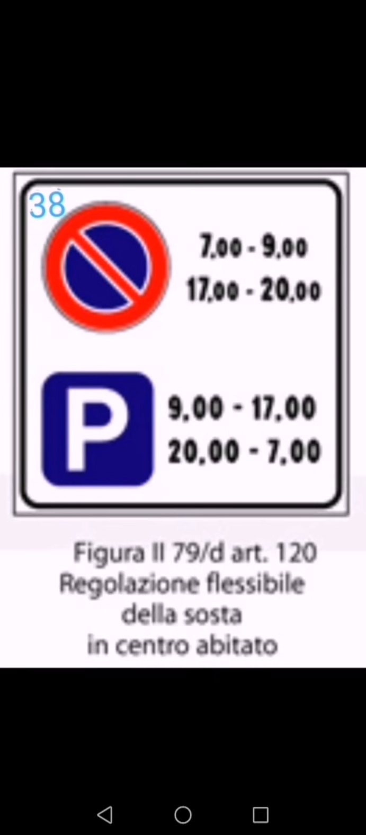So in this case now, if you see at the top, there is no parking. So no parking starts from 7 in the morning till 9. You cannot park. Then in the evening, 5 in the evening till 8 o'clock in the evening, you cannot also park. But what are the times that you can park? Look at the parking under. From 9 in the morning till 5 in the evening, you can park. From 8 in the evening till 7 in the morning, you can also park. So this is what this sign is saying. So they always add it together within the town. I see it in a lot of places.